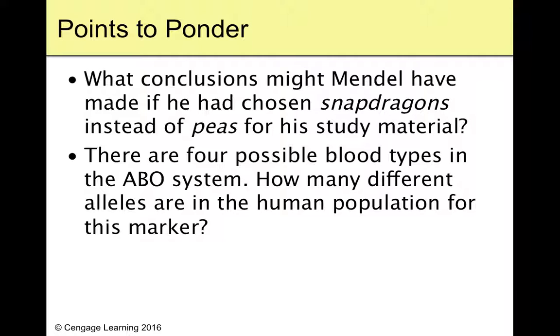Points to ponder. I might have spoiled this one for you. What conclusions might Mendel have made if he had chosen snapdragons instead of peas for his studies? And there are 4 possible blood types in the ABO system. How many different alleles are in the human population for that particular marker? Another good question. So that's the end of chapter 13.